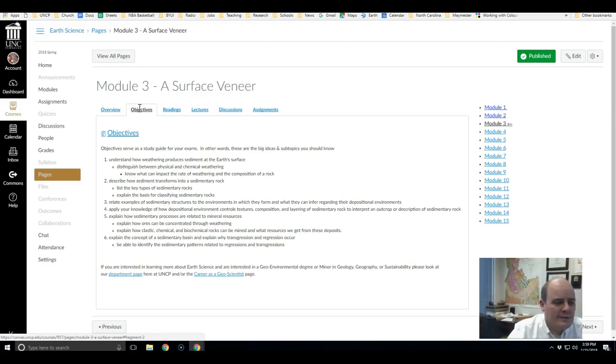The next topic is regarding that a little bit. It's explaining how sedimentary processes are related to mineral resources, explaining how ores can be concentrated through weathering, and explaining how clastic, chemical, and biochemical rocks can be mined, and what resources we get from these deposits.